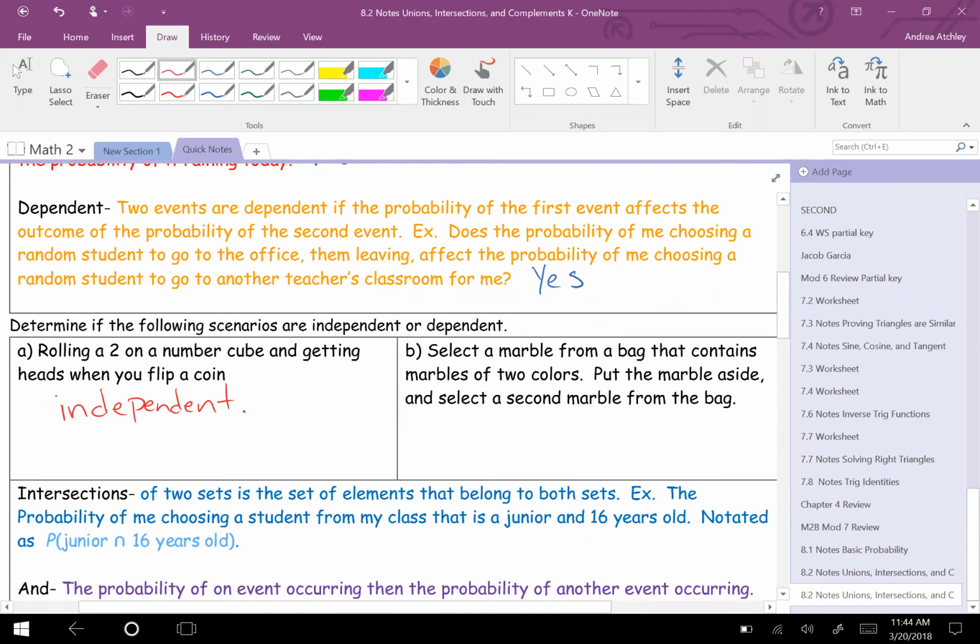Okay, if I have a bag of marbles that contains marbles of two colors, I put the marble aside and select a second one. So I pull one out and I put it aside and then I pull another one. Do they affect each other? Yes, because whatever I pull first is going to affect the outcome of the other one because there'll be less marbles in the bag. So these are dependent events. Any questions over that?